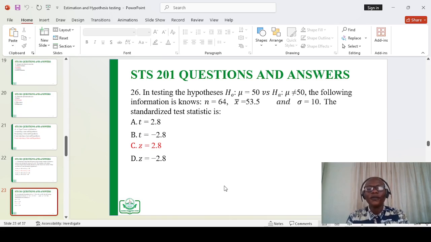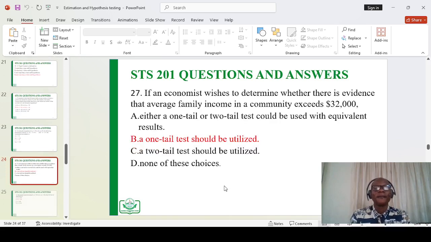For the standardized test statistic, the formula has been discussed in class. When you subtract the mu from x bar, then divide by sigma divided by the square root of n, you have your result equal to 2.8. So in that case, C is the correct answer. Determine the parameter and substitute. You get your result there.